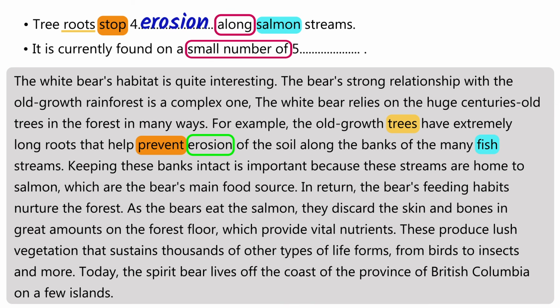Today, so when we hear the word today, it means that it is talking about right now, which is the synonym word for currently found.